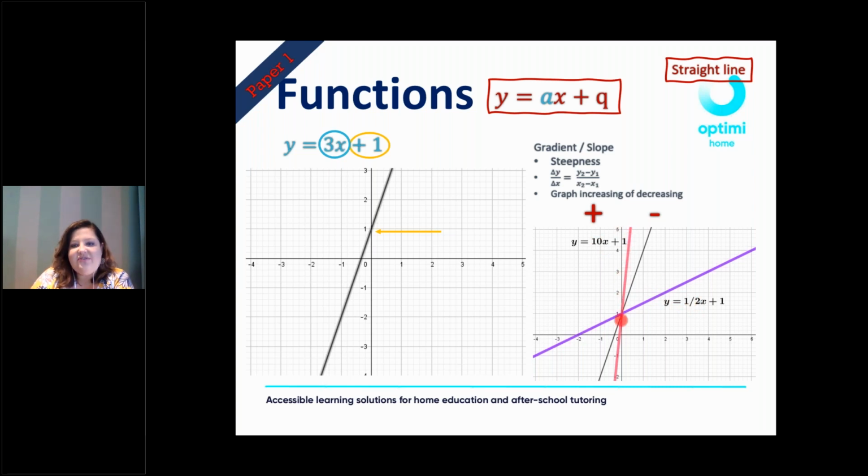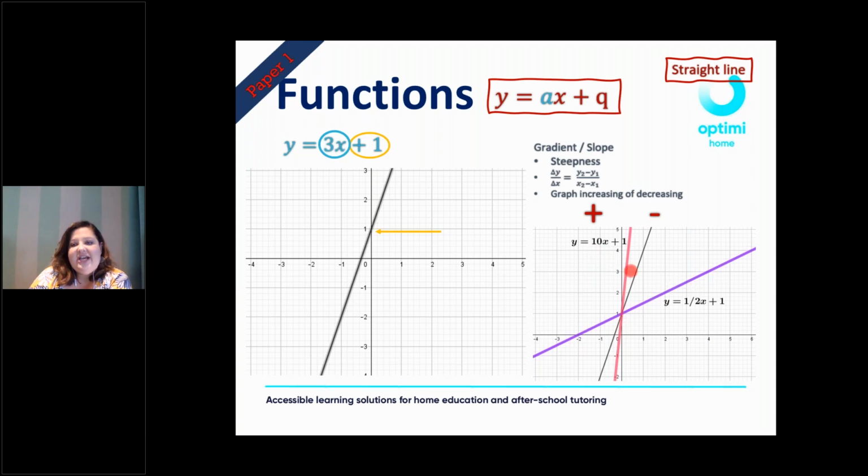This pink graph or function over here is represented by 10x plus 1. And the purple line over here is represented by a half x plus 1. Do you see both have a y-intercept of 1? Okay. So all of them are cutting my y-axis over there.